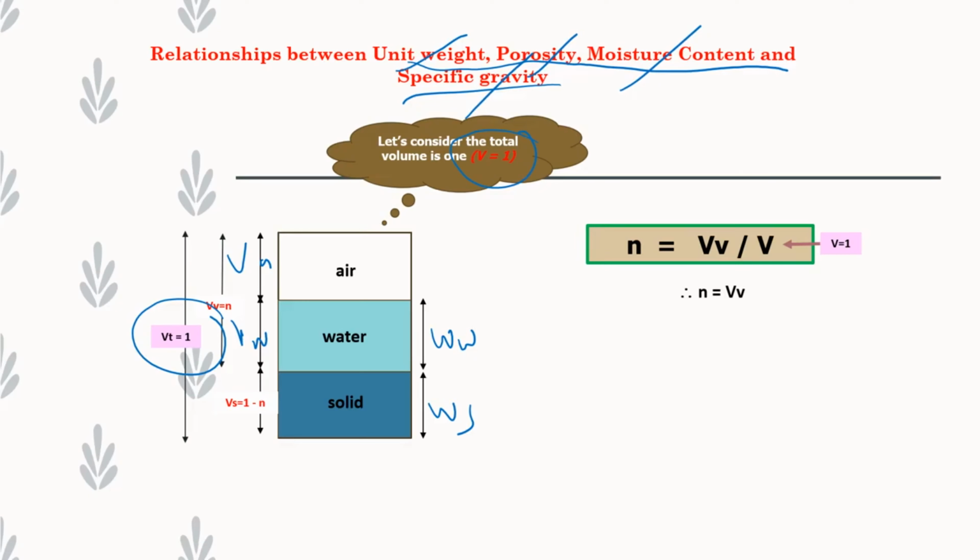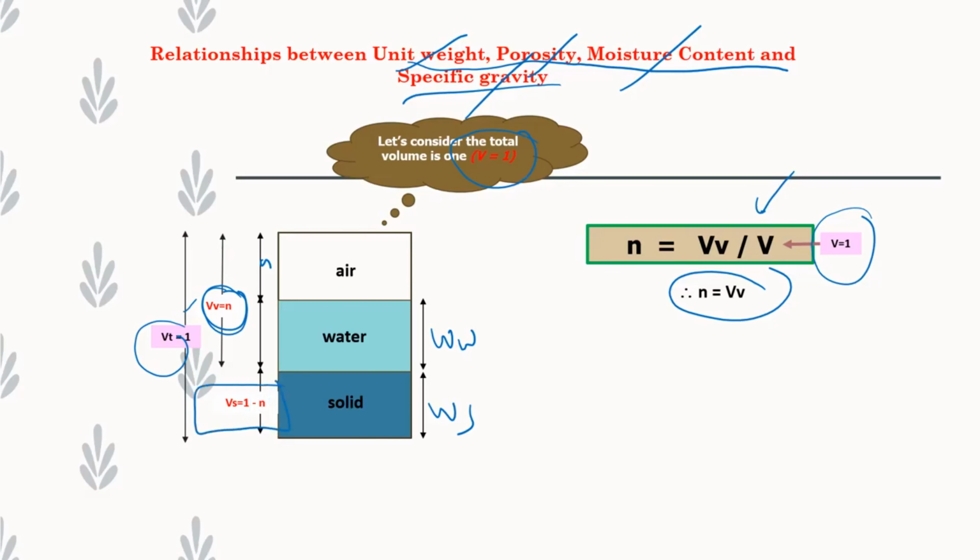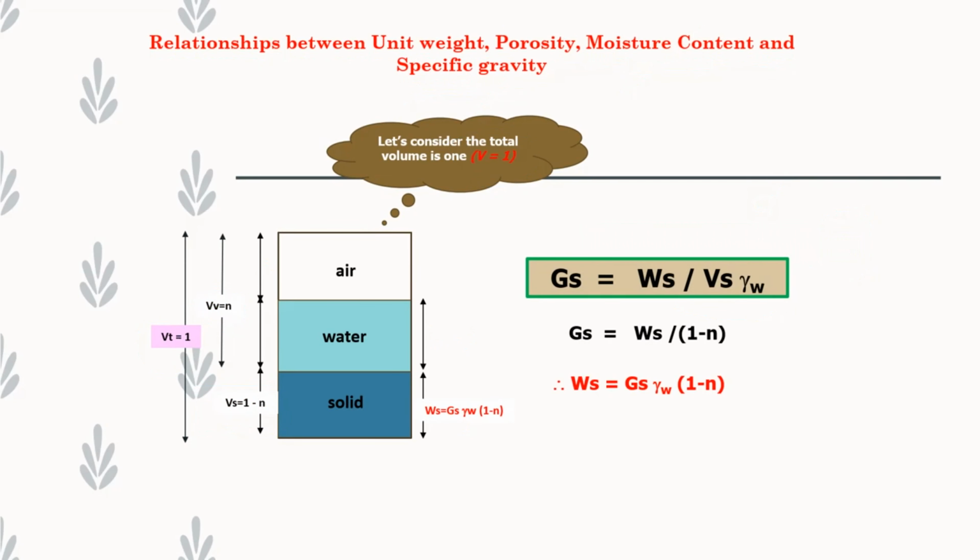Okay, we know that in this case, the basic equation for porosity is Vv over V. So now we already consider that total V is equal to 1. Therefore, Vv is equal to n. And we know that Vs is equal to total volume minus Vv. So we know that total volume is 1 and Vv is equal to n. So it becomes Vs equals 1 minus porosity. Okay, now let's work out the weight of solid.